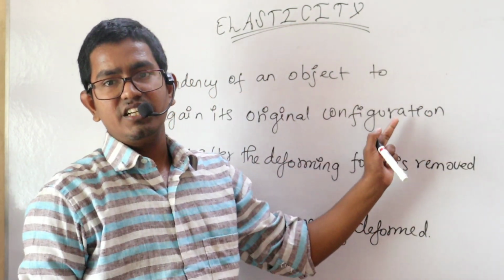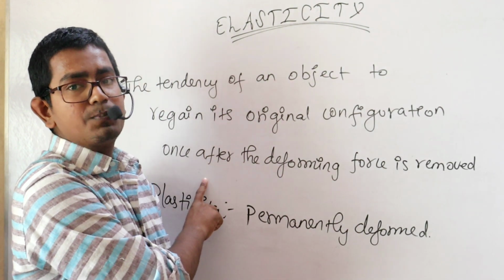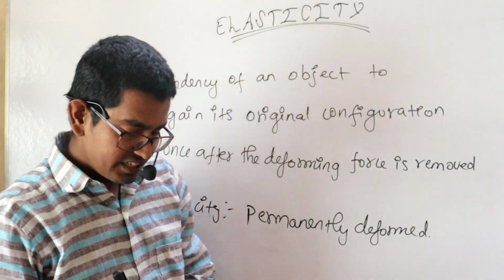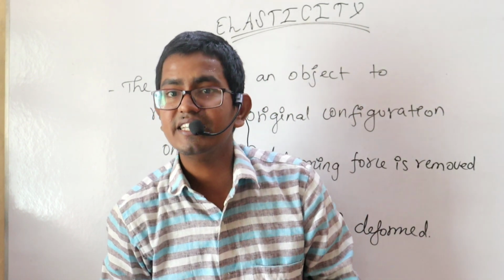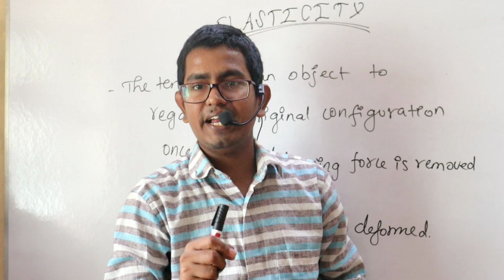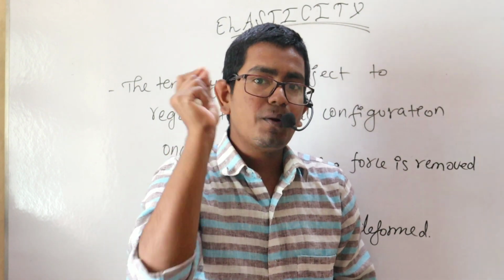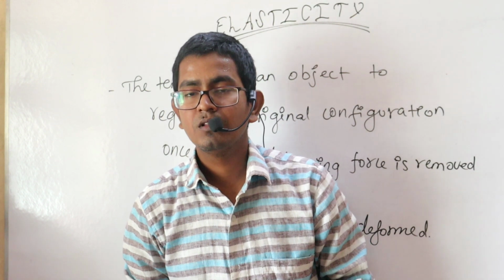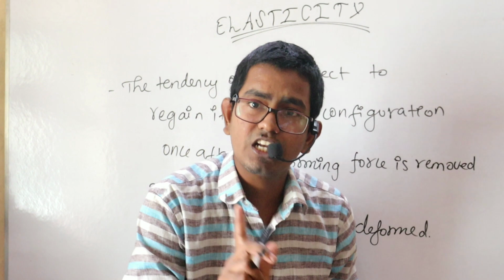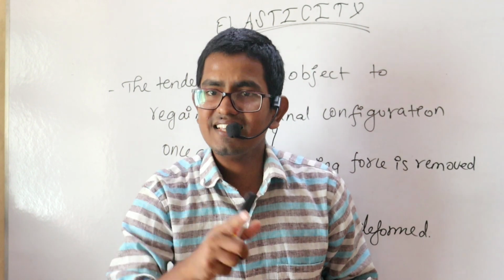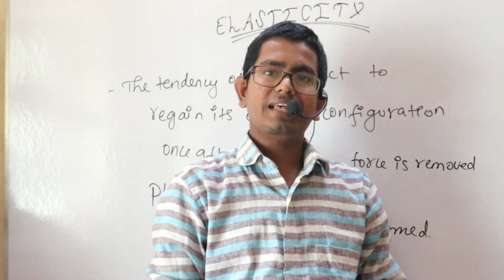So what is elasticity? You now know what plasticity is. So elasticity and plasticity have been explained, my dear students. Elasticity is the tendency of an object to regain its original position once the deforming force has been removed. If it regains its original position, it is known as elasticity. If it does not regain its original position, it is known as plasticity.